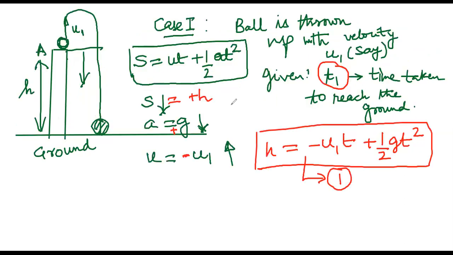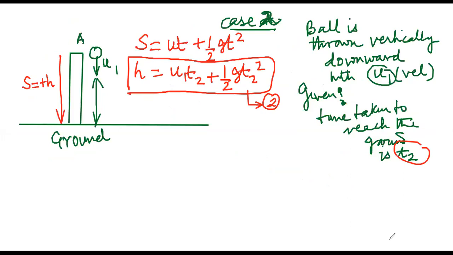Let me quickly move on to the previous page. Here, the time taken was T1, so instead of T, I will write T1. So this is my first equation, and that is my second equation. Now I have two equations: equation number 1, h = -u1 t1 + half g t1 square, and h = u1 t2 + half g t2 square.